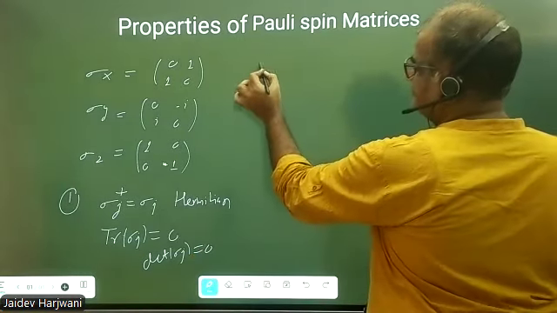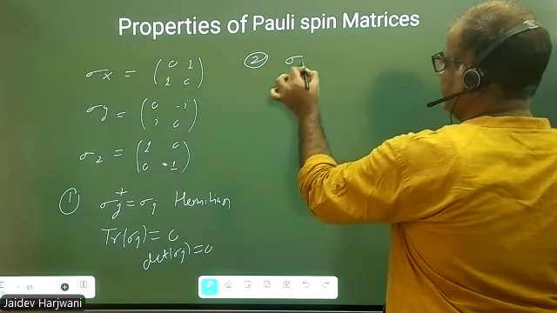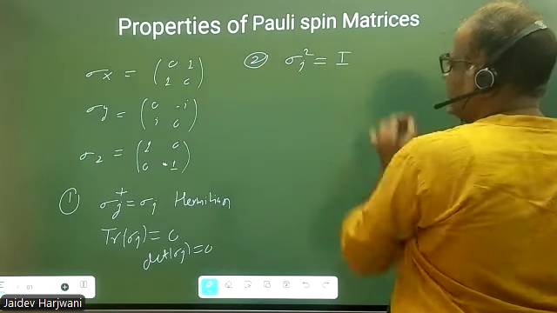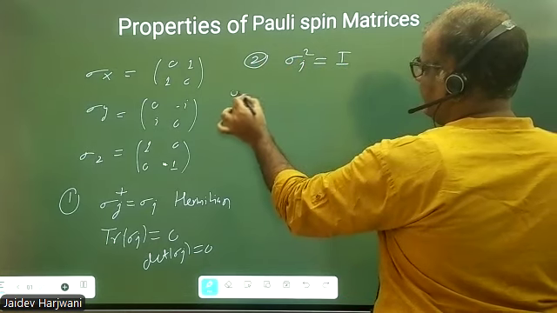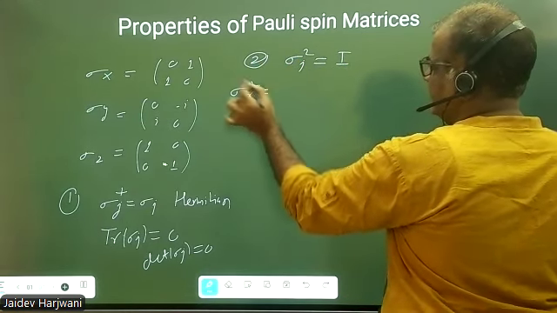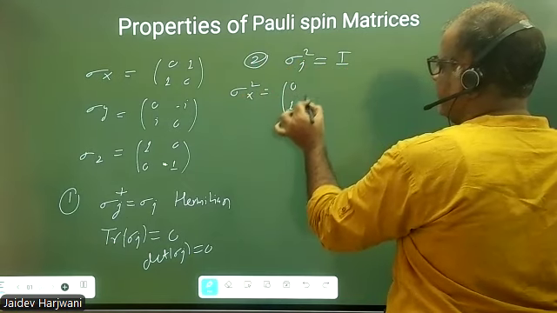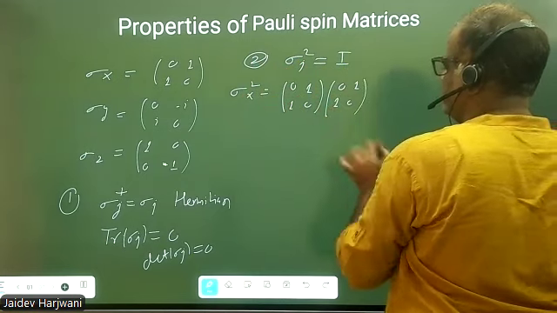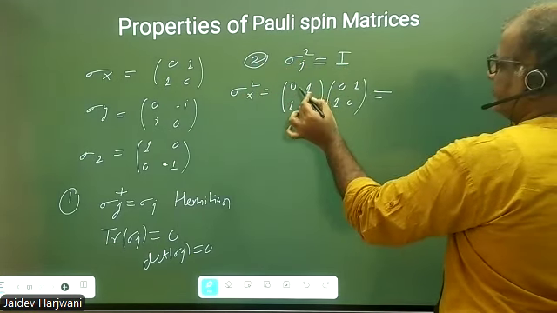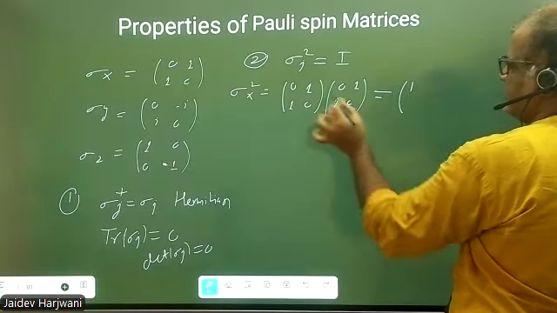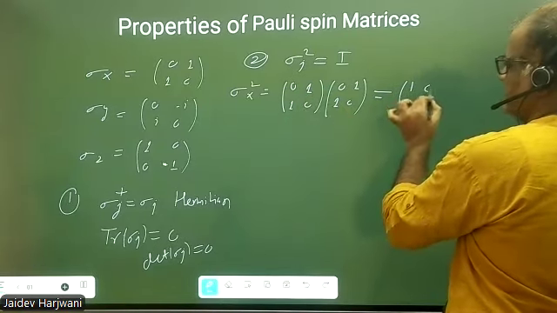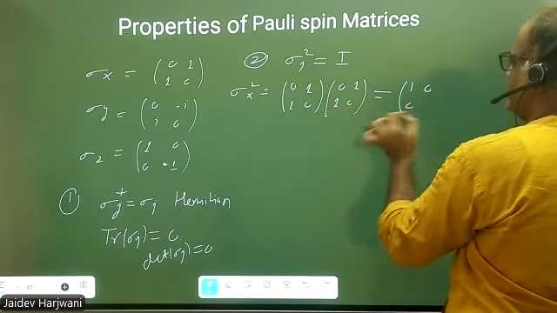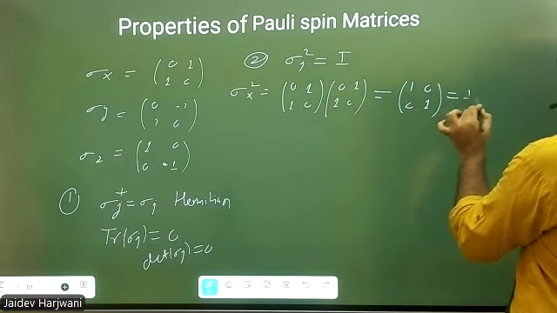Property number 2: if you take any sigma matrix and multiply it with itself, it will give you the identity matrix. For example, if I multiply sigma x with sigma x, [0, 1; 1, 0] times [0, 1; 1, 0], this will give me [1, 0; 0, 1]. So this is the identity matrix.